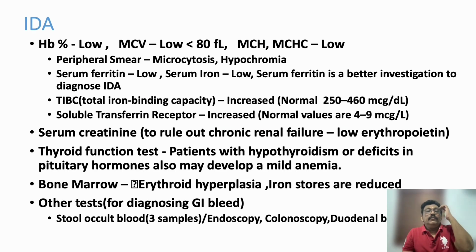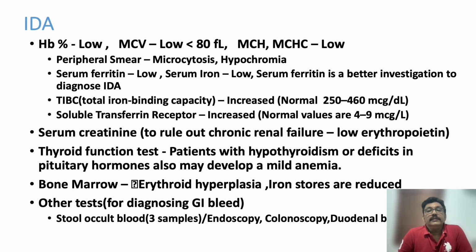Iron deficiency anemia, what your normal problem will be: hemoglobin is low, MCV is low, MCH, MCHC are also low. Then peripheral smear shows microcytosis, hypochromia, that is, the color of the RBC is reduced. Serum ferritin is low. Serum ferritin is a better marker than serum iron in iron deficiency anemia. Total iron binding capacity is increased because there is no iron in the body. Soluble transferrin receptor, this is not a routinely done investigation, but it is available, it will be increased.